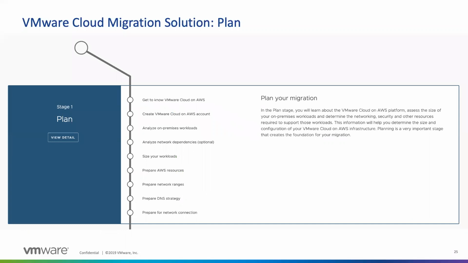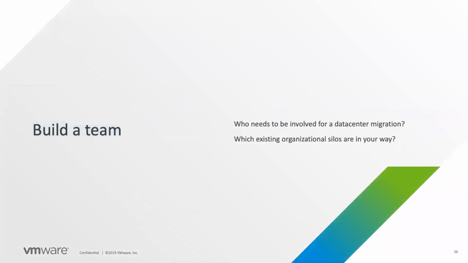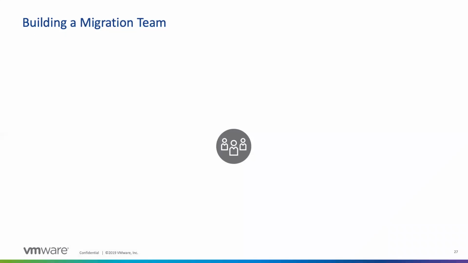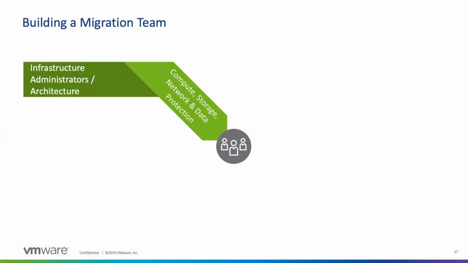Okay, so we're going to go into the planning phase now. The first thing that you want to do, and this is where I see a lot of customers fall down right from the start, is that they'll treat this as just an infrastructure move and only involve the infrastructure team in this cloud migration. So really what we need is the infrastructure administrators and architects from compute, storage, network, data protection, right? All aspects of infrastructure need to be involved. And that's the number one piece of your migration team.